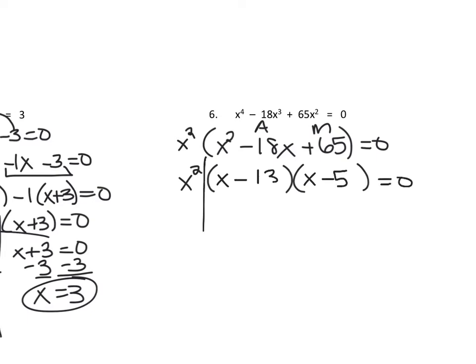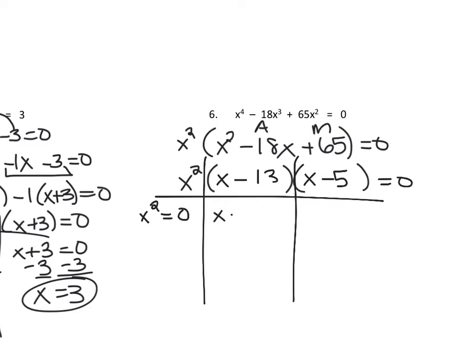Okay, so now when I make my t-chart, you can set each factor equal to 0, just like we did in the last one if you want. And you could solve these one by one. Now, to solve this first one, we have a square on the x. All you have to do is take the square root, so x equals.